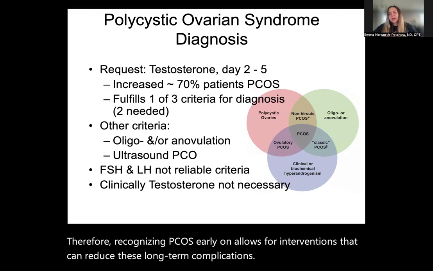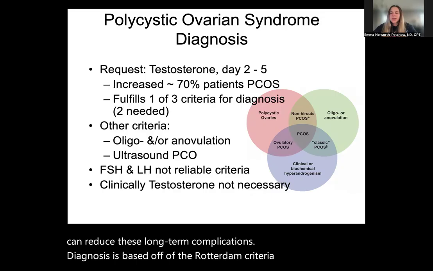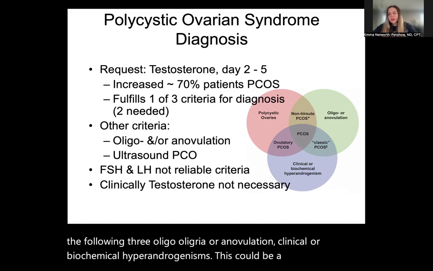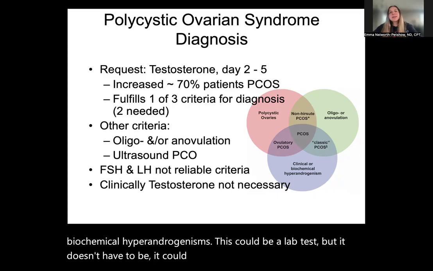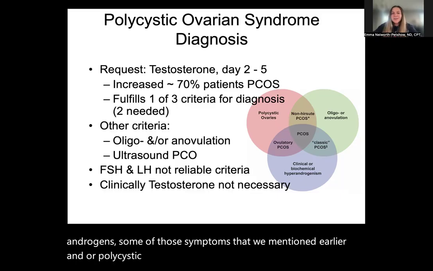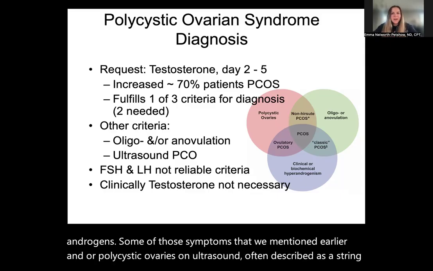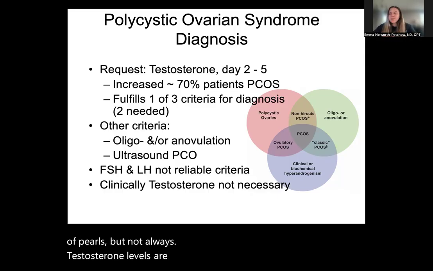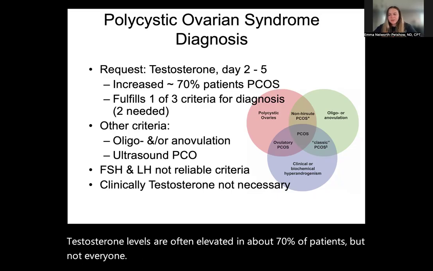Diagnosis is based off of the Rotterdam criteria, and it requires two of the following three: oligo-ovulation or anovulation, clinical or biochemical hyperandrogenism. This could be a lab test, but it doesn't have to be. It could just be signs clinically of excessive androgens, some of those symptoms that we mentioned earlier, and/or polycystic ovaries on ultrasound, often described as a string of pearls, but not always. Testosterone levels are often elevated in about 70% of patients, but not everyone. That's why they're not required for diagnosis.